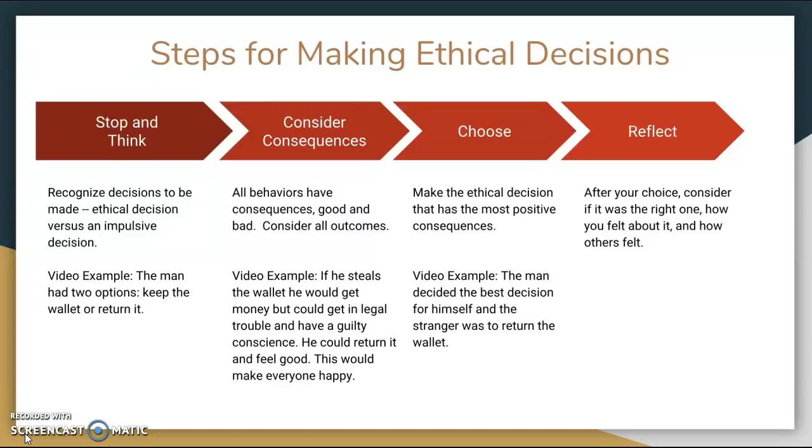The final step is reflecting, and this might be the most important step. After you make a choice, you need to consider if it was the right choice or the wrong one and how you felt about it and how others felt. This step is particularly important if you ever find yourself in a situation where you might have made a wrong choice. Sometimes we learn the most from our mistakes. So when we reflect, we can look back and think about what we might have done differently.